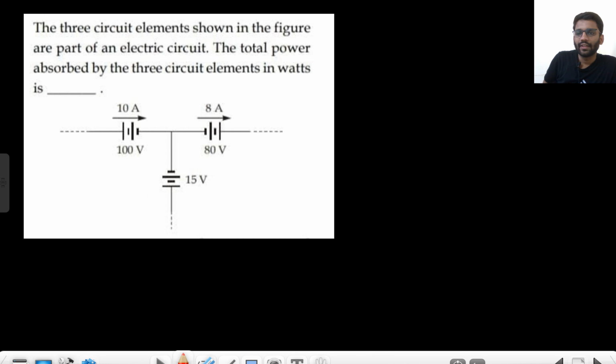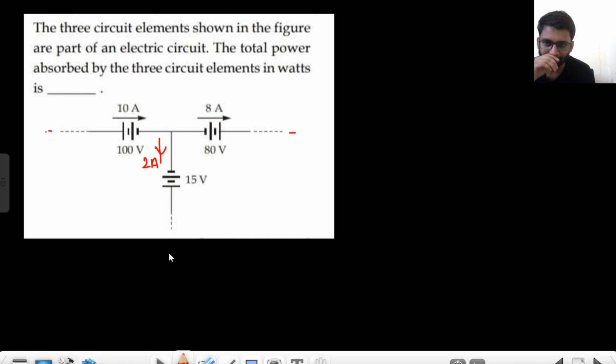3 circuit elements shown in the figure are a part of an electrical circuit. This circuit is not completely given. You need to find the total power absorbed by these 3 elements. So tell me one thing. 10 ampere current is going this way, 8 ampere current is going this way. So how much current will be going this way?